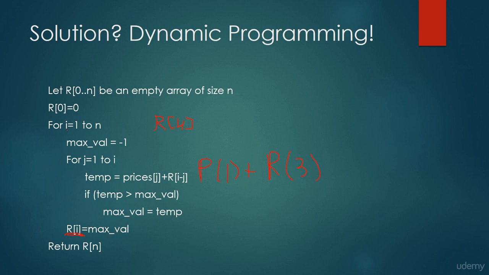And then I go to the next one. Once I'm done with R4, I start looking for R5. Once I'm done with R5, I go all the way up to n. Once I've calculated Rn, I return it at the very end.